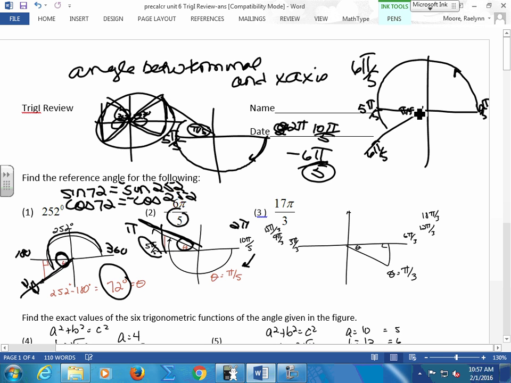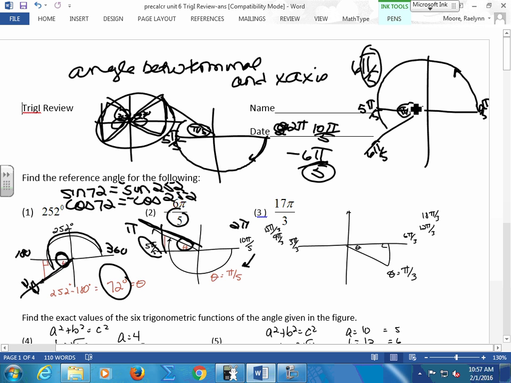Didn't we do the same thing over here? What was 252 minus 180? Right? So what is 6 pi over 5 minus 5 pi over 5? Your reference angle is that right there, pi over 5. It's the little acute angle that sits right in here.